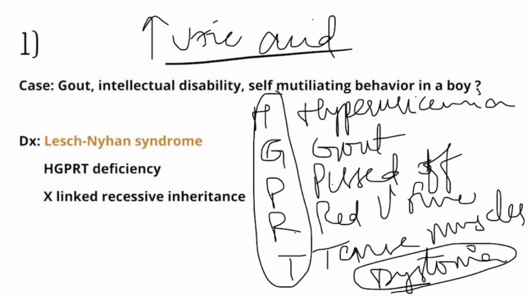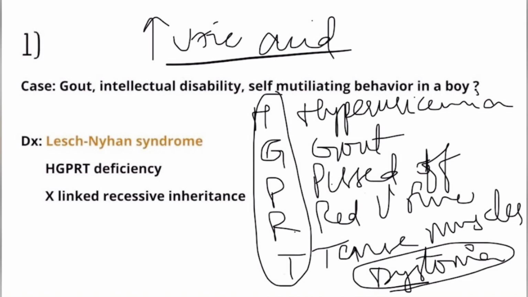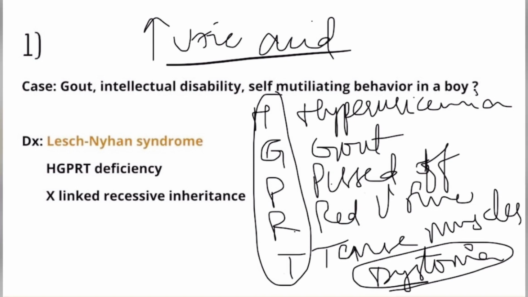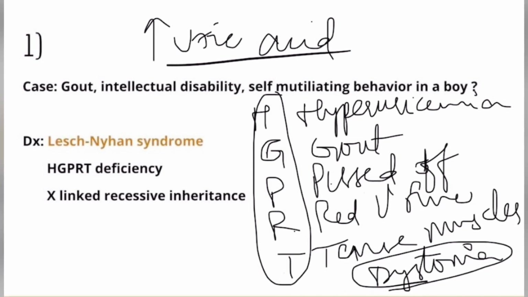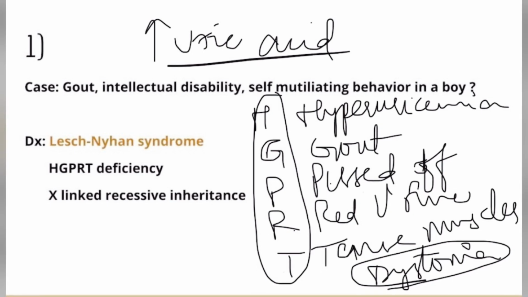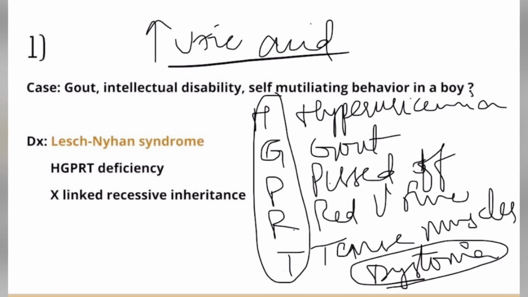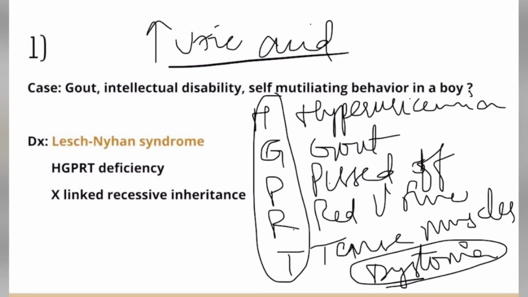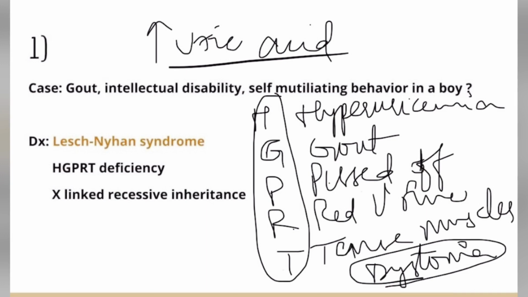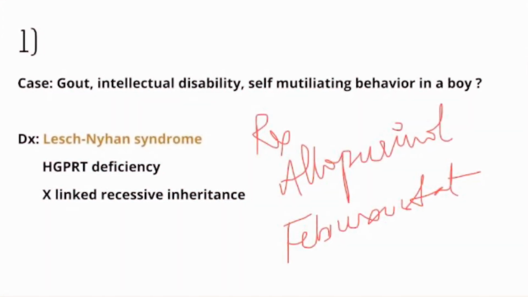We can remember the main important symptoms of Lesch-Nyhan syndrome by the mnemonic HGPRT. H stands for hyperuricemia, G stands for gout, P stands for pissed off, like patient will be having aggression and self-mutilation. R stands for red or orange crystals in the urine. T stands for tense muscles, that is dystonia. The treatment of Lesch-Nyhan syndrome generally involves allopurinol and febuxostat.